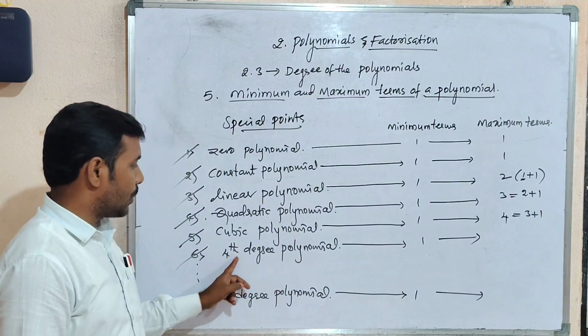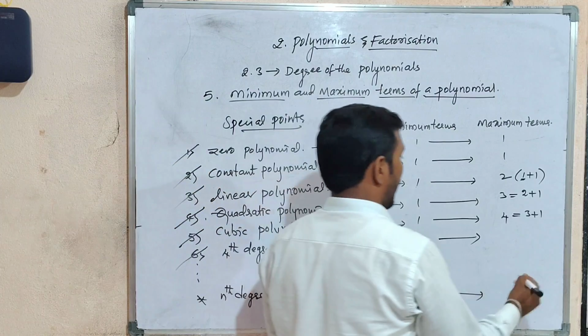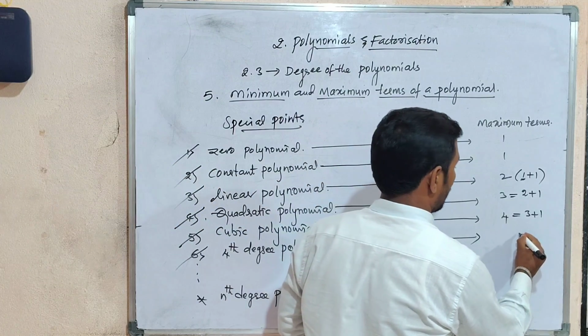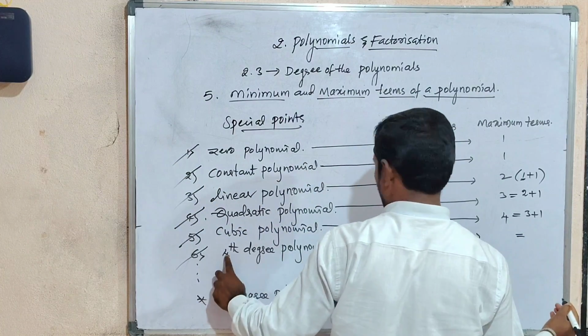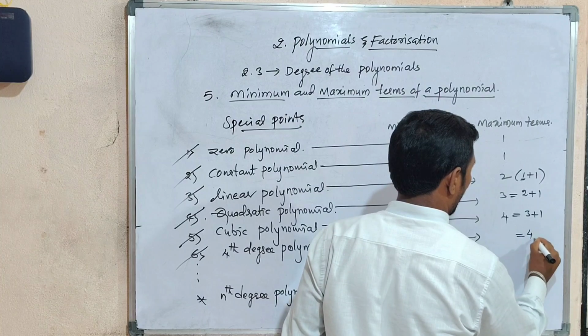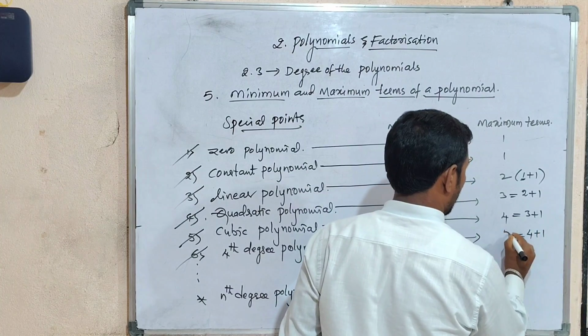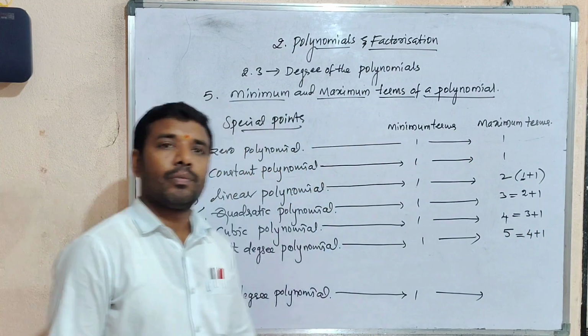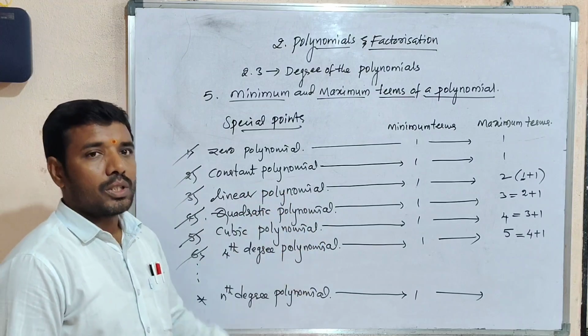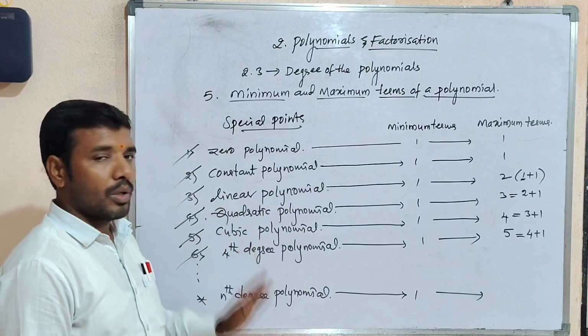Now let us see a fourth degree polynomial. Maximum terms, how many are there? It is fourth degree, no? Its degree is 4 plus 1. So maximum terms 5. This is the way to list out the maximum terms in a particular polynomial.